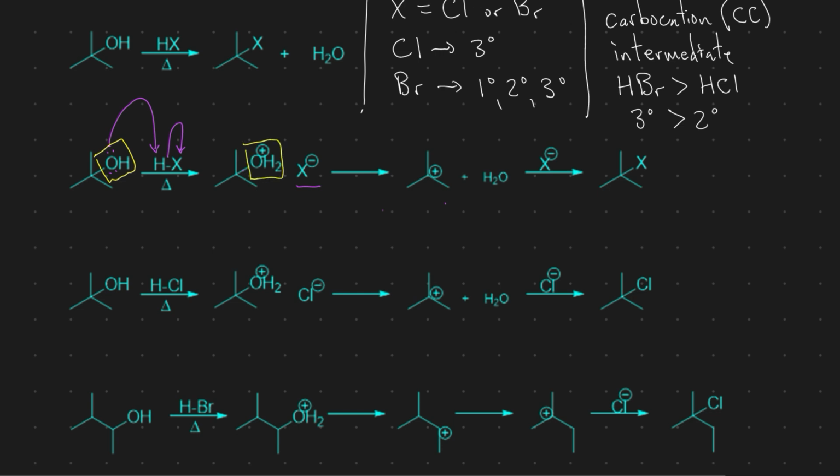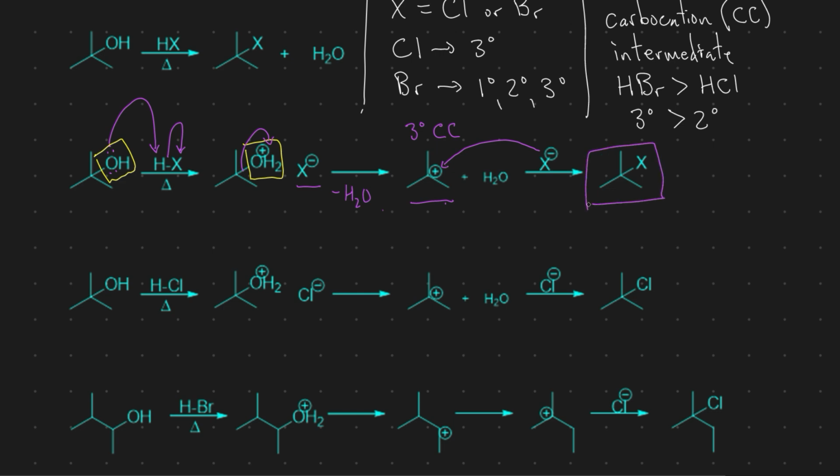And so we lose water, and we're left with our tertiary carbocation. Rearrangement is possible, but this is the most stable carbocation that is available to this substrate. And so we have the X anion come in and attack the carbocation, forming the product.